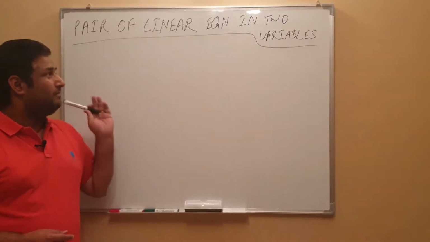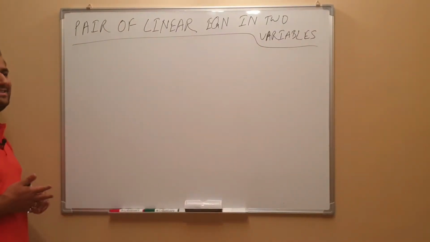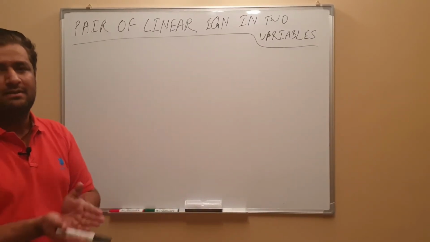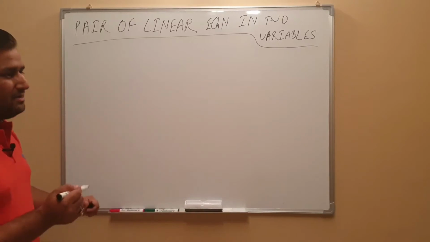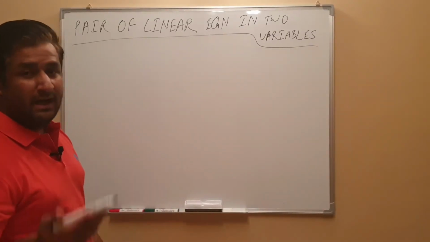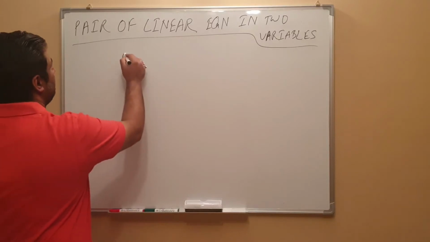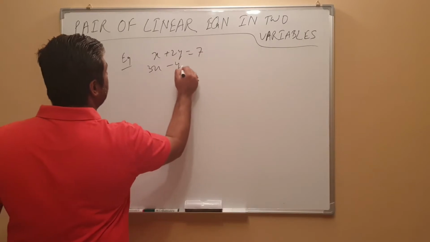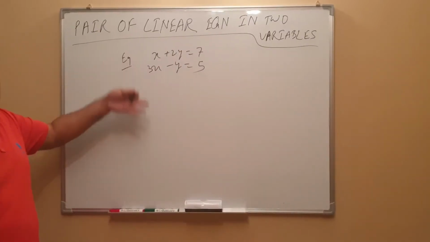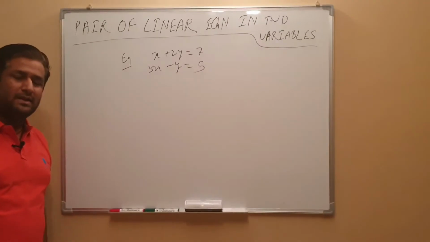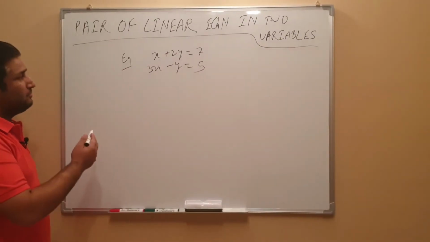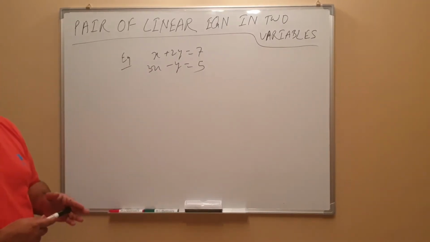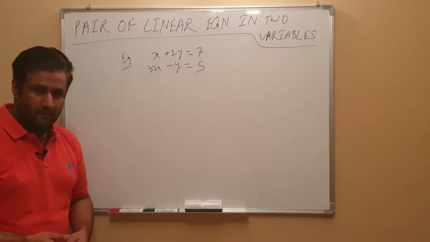Okay guys, so pair of linear equations means what? A pair is something which is in twos, right? So you will be given a pair of linear equations, for example x plus 2y equals 7 and 3x minus y equals 5. If something like this is given to you, it's called a pair of linear equations, okay. So basically you have to solve both these linear equations and then find the desired result or output out of it, okay.